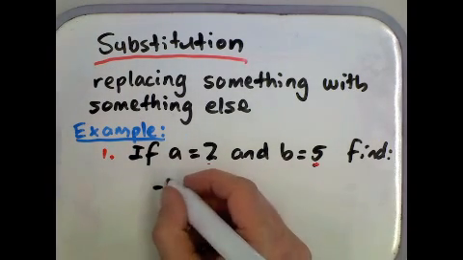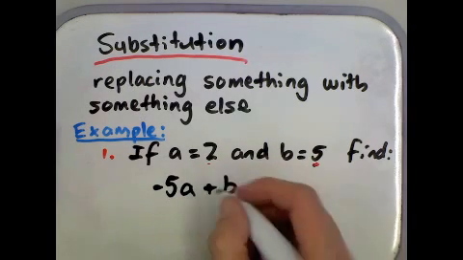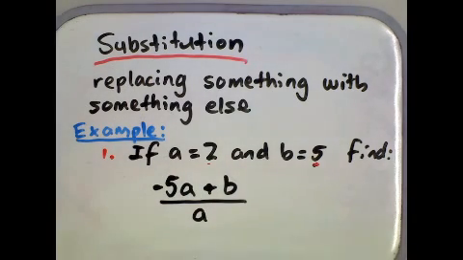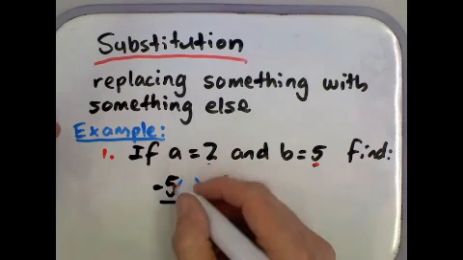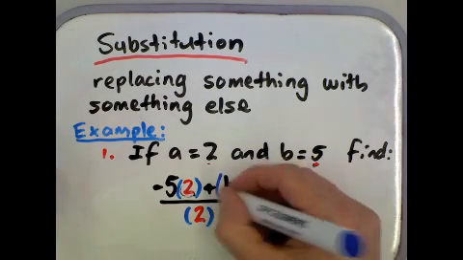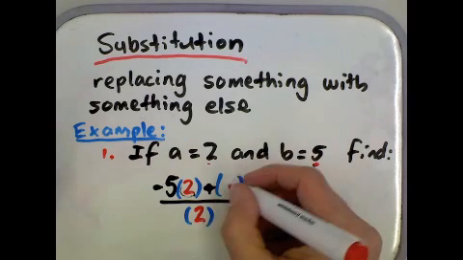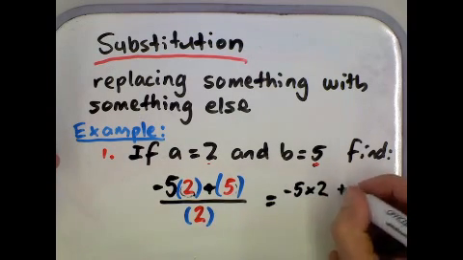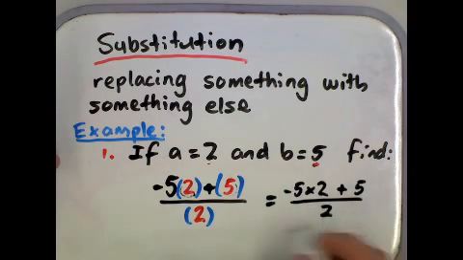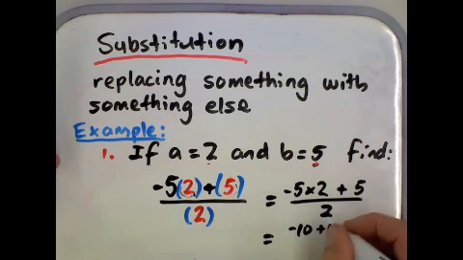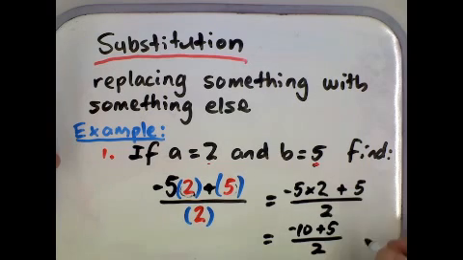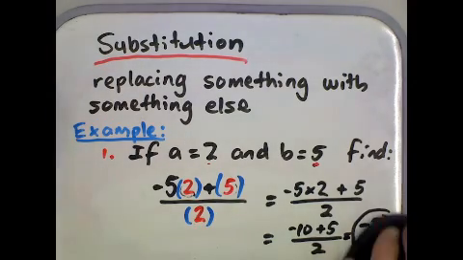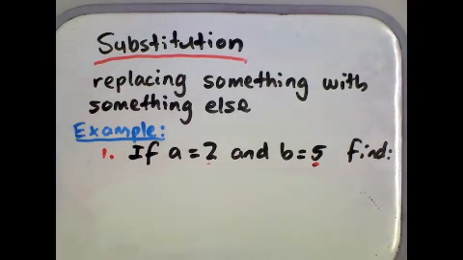Alright, our next example. Negative 5a plus b, all divided by a. So here we want to replace our letters. Let's start with a. We replace a with 2, and put 2 as our denominator. Now let's replace b. We get a 5 there. Now let's work this out. Negative 5 times 2, then plus 5 on the end, all divided by 2. Negative 5 times 2 is negative 10. We add the 5 and divide by 2. Negative 10 plus 5 is negative 5, all over 2. And there's our final answer. We can leave that as negative 5 over 2, or we can change that to negative 2.5.